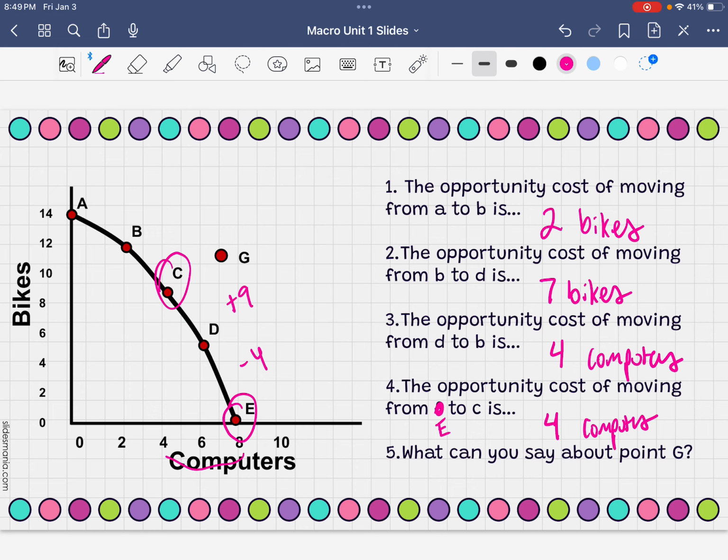Okay? And then finally it says, what can you say about point G? Look at point G hanging out over here. Point G is unattainable. We cannot achieve point G unless we have an increase in resources such as land, labor, and capital. So that's a mathematical representation and a graphical, is that a word? Representation of the production possibilities curve.